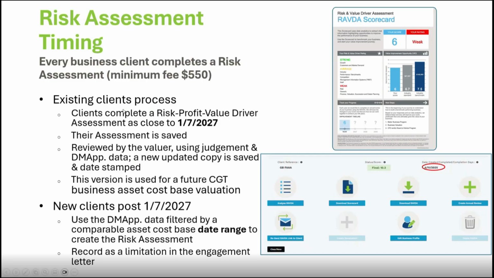So you can see here, this is the process that we're going to roll out within our internal alliance partner base. We're encouraging each of our alliance partners to get their clients to complete a risk profit value driver assessment as close to the 1st of the 7th, 2027. We encourage them to save that assessment and then review it by the valuer, and using judgment and data mining app data, a new updated copy is saved and stamped. And this is the version of the risk assessment that is used for a future CGT business asset cost-based valuation.